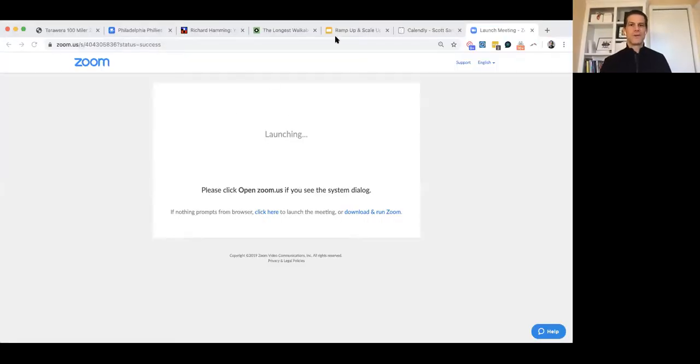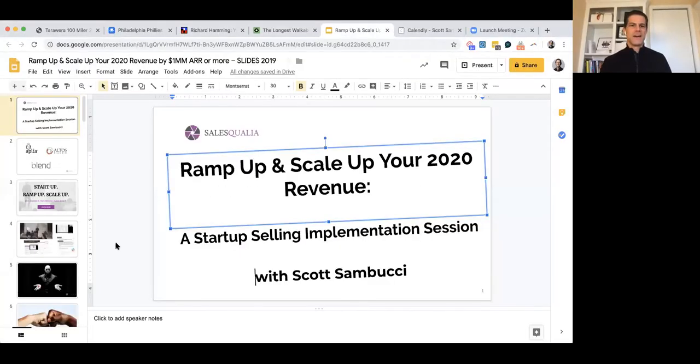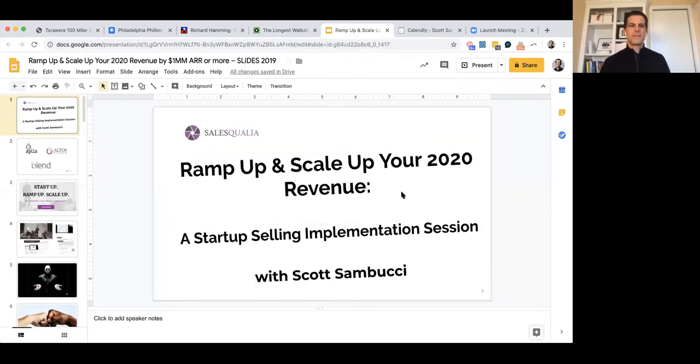The other thing I'm going to do just quickly is go over here and share my screen, because there's going to be 2 different screens I'm going to be showing. First, I'm going to go through a short bit of slides just to set the stage, and then we're going to jump over and do some real work. Could you let me know if you can see the first slide? You should see it says ramp up and scale up your 2020 revenue.